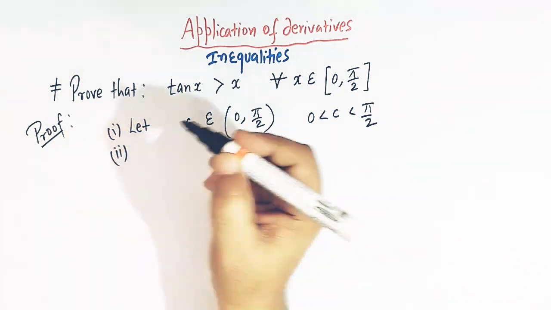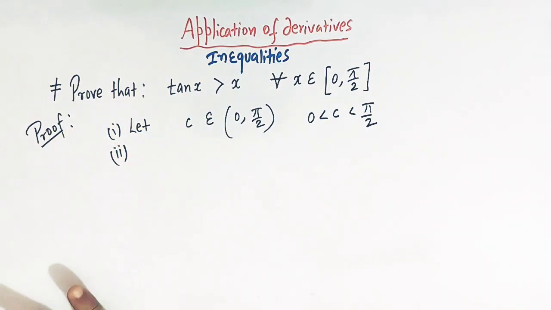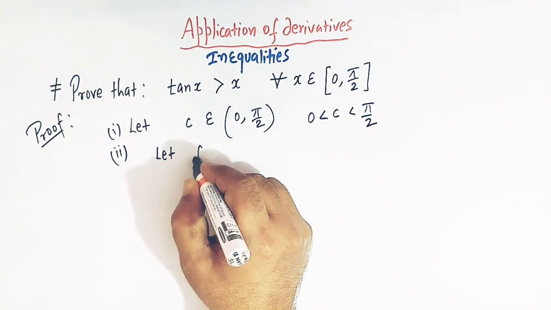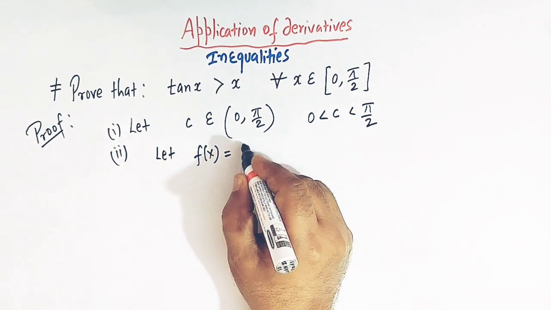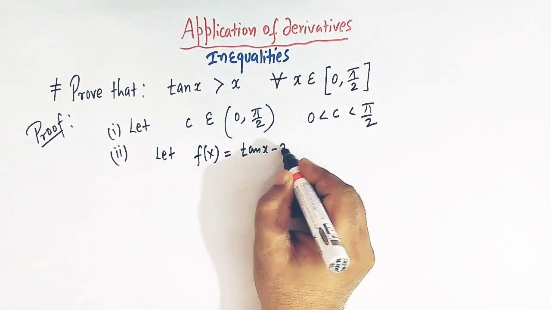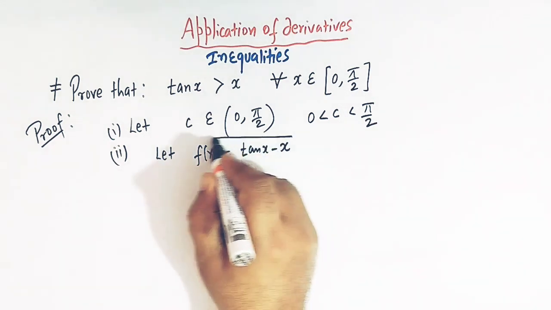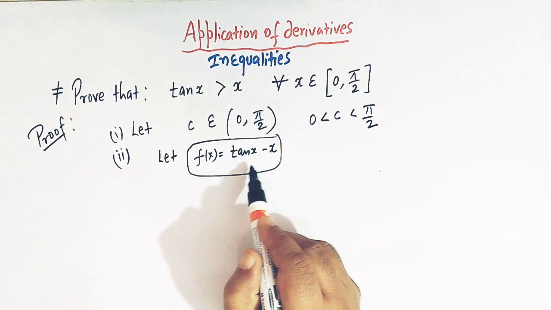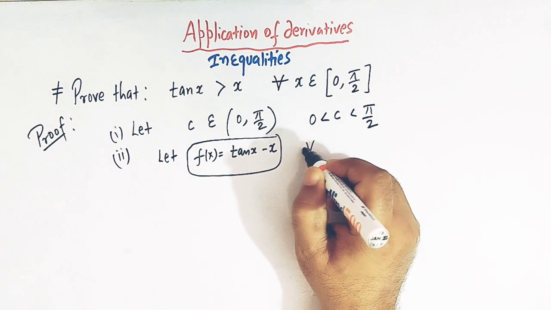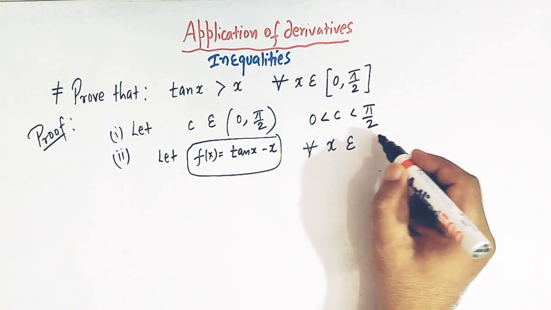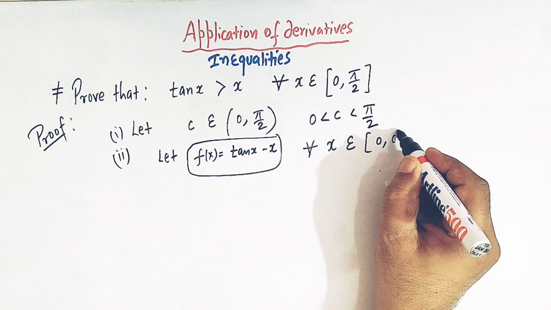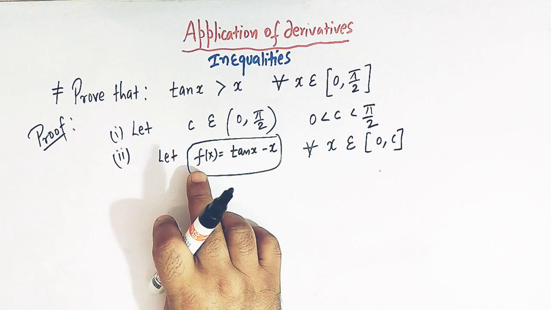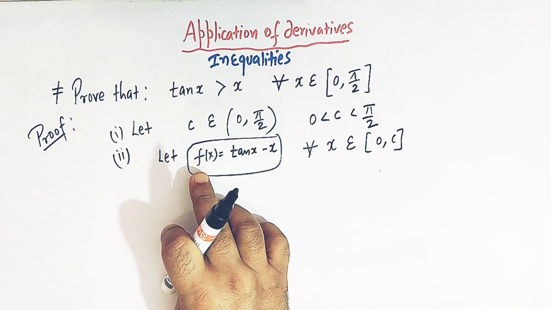Now the second step is to assume an appropriate function. So let us assume a function f of x is equal to tan x minus x for all x belonging to the interval 0 comma c. Now we will differentiate this function f of x.